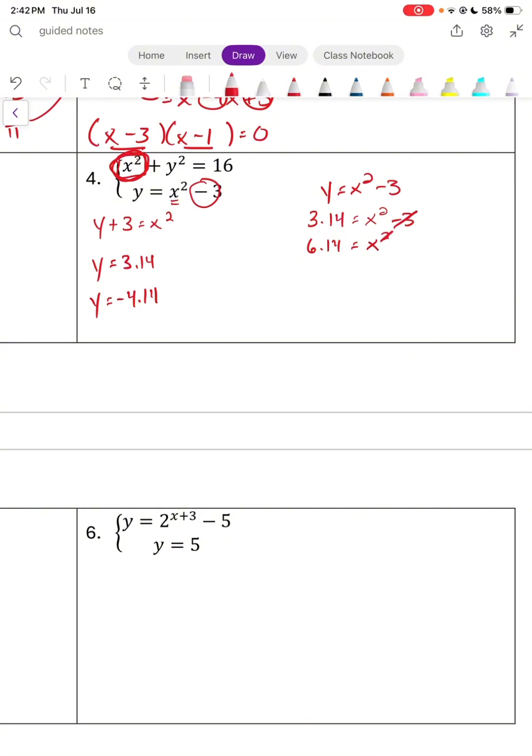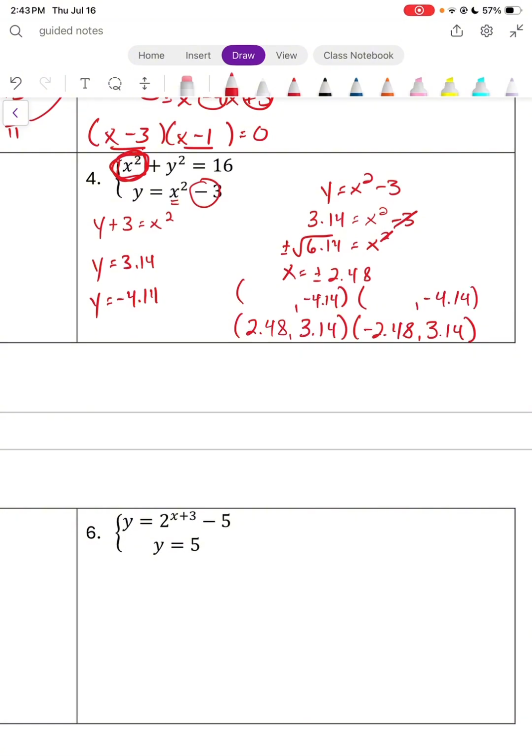Remember, to undo a square, we have to do plus and minus the square root. And that gives me an x value of positive and negative 2.48. So therefore, my first point, actually points, is positive 2.48, 3.14, which is what I plugged in for y. My second point is negative 2.48, comma 3.14 for y, because again, I plugged in 3.14 for my y, and it gave me two different x values. Now I bet the same thing happens when I plug in negative 4.14, and I'm probably going to come up with two different x values to go along with that.